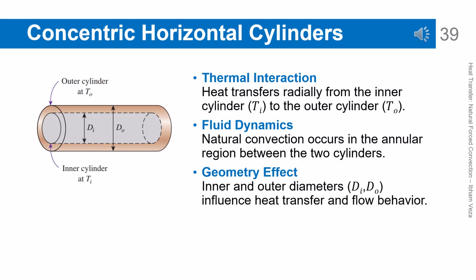Concentric horizontal cylinders. Heat flows radially from the inner cylinder to the outer cylinder. In the annular gap, heat transfer can occur by conduction or natural convection. If the temperature difference is large enough, fluid circulation will develop. The inner and outer diameters affect the flow structure and heat transfer rate. Circular geometry produces behavior different from flat enclosures.